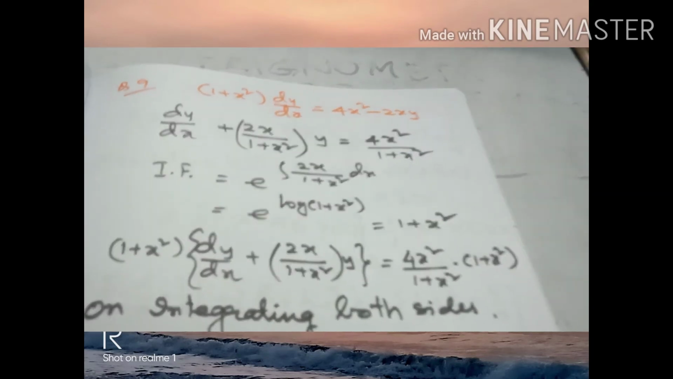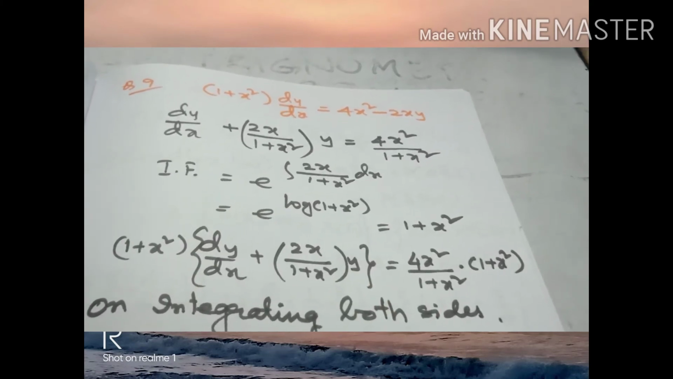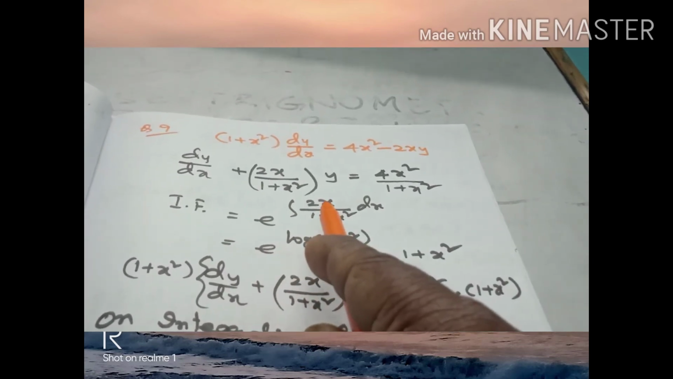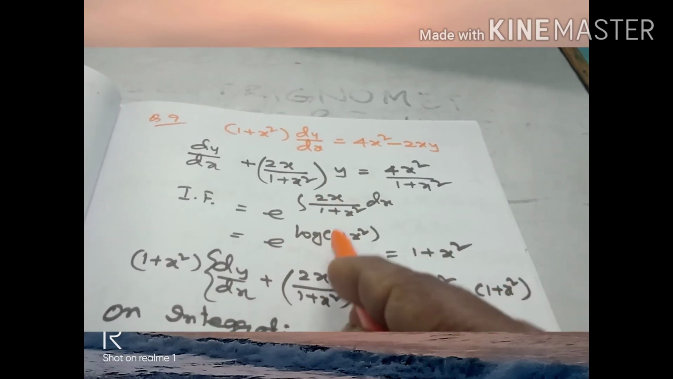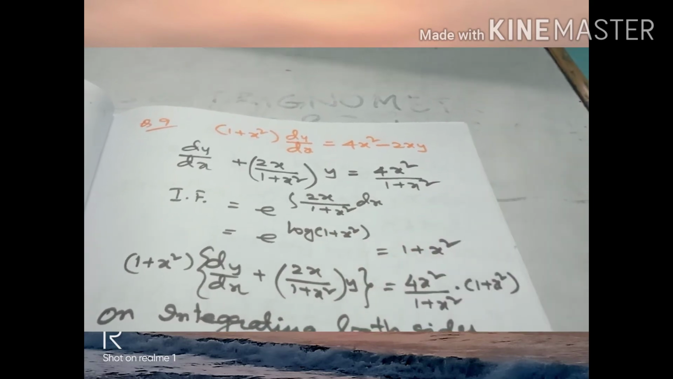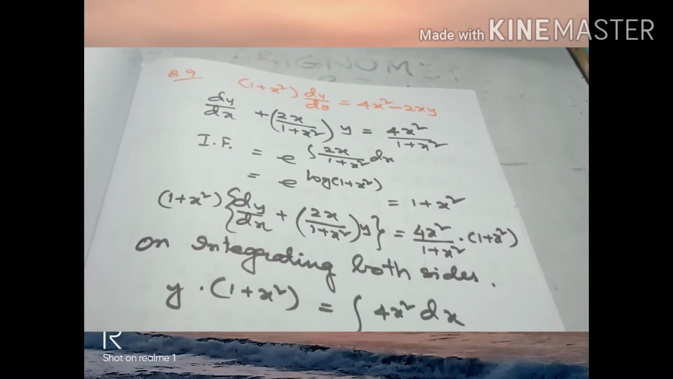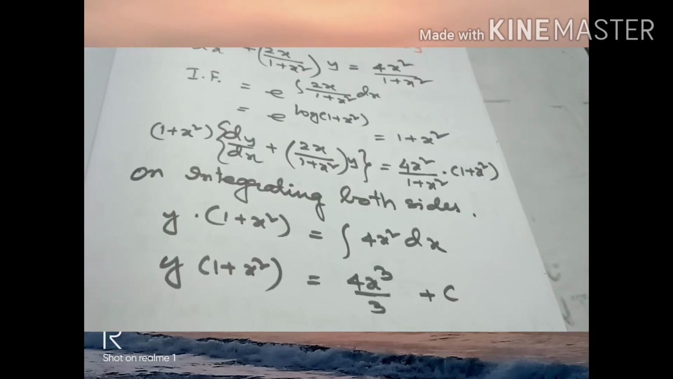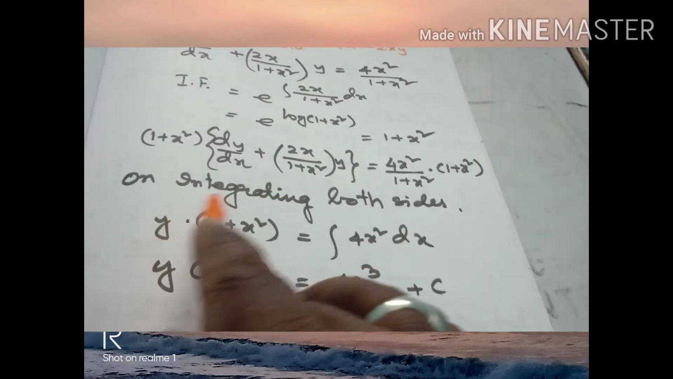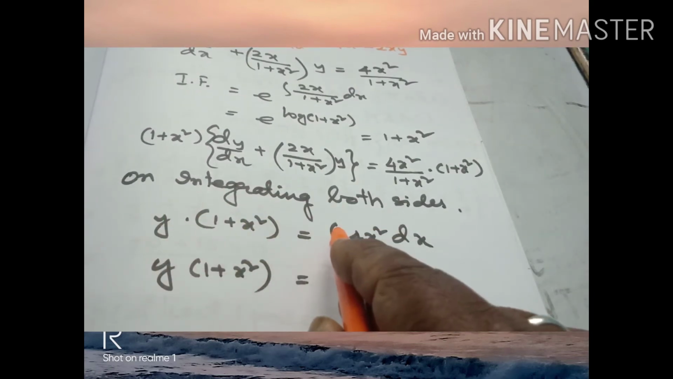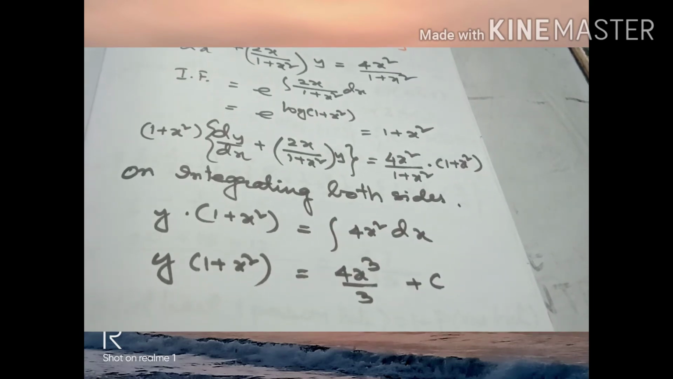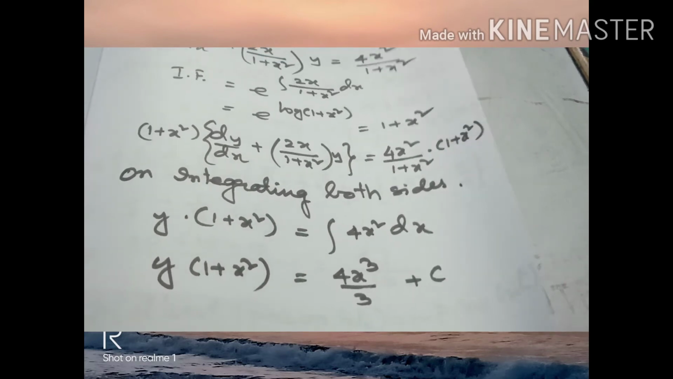Question number 9, a question of differential equation. This is a question of linear differential equation, written in the form of a linear differential equation. The integrating factor is e to the power integration of 2x by 1 plus x square. This integration is log of 1 plus x square, that is, 1 plus x square. Multiplying by the integrating factor on both sides and integrating, we get the left side as y into the integrating factor equal to the integration of 4x square, that is 4x cube by 3. This is the solution of the differential equation.